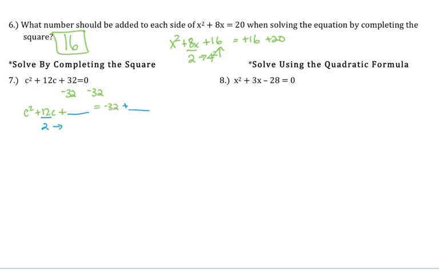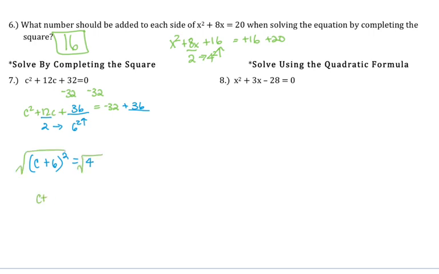Then I cut 6 in half, and I square that. 12 in half, I get 6, and 6 squared is 36, and I add that to both sides because it's an equation. What I do to one side, I must do to the other. So my perfect trinomial that I just created is c plus 6 squared, and that equals 4.